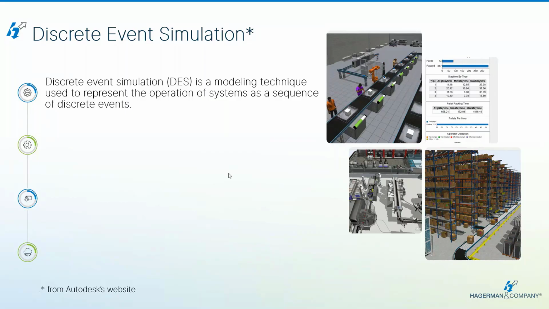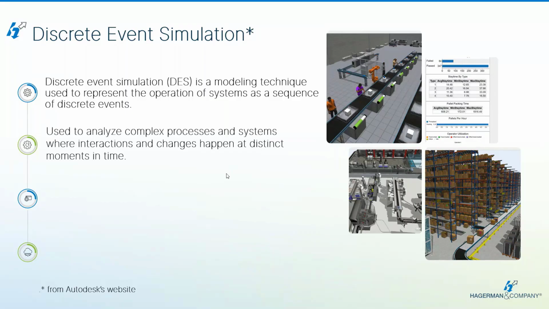So it's a modeling technique to look at an operational system as a series of individual events, discrete events. It's used to analyze simple and complex processes and systems, and those processes can interact in the overall system. They can be standalone. Again, it can be treated at the very simple level, but that can quickly grow to more and more complex systems as you take your scope wider and wider. It's looking at interactions at distinct moments in time.